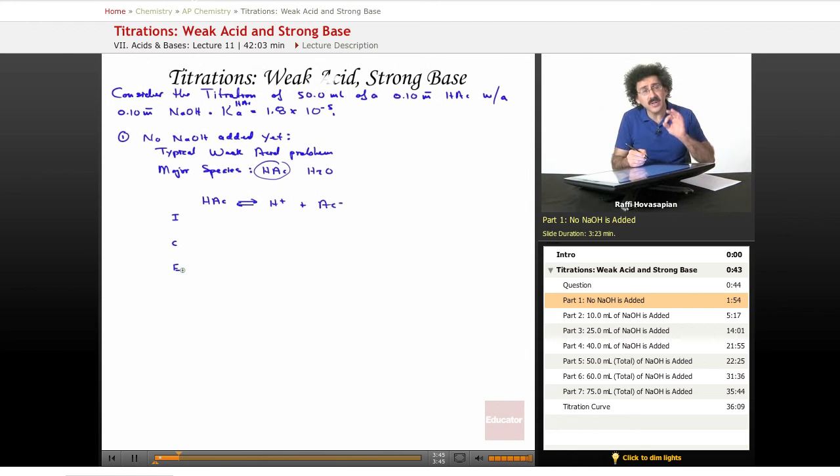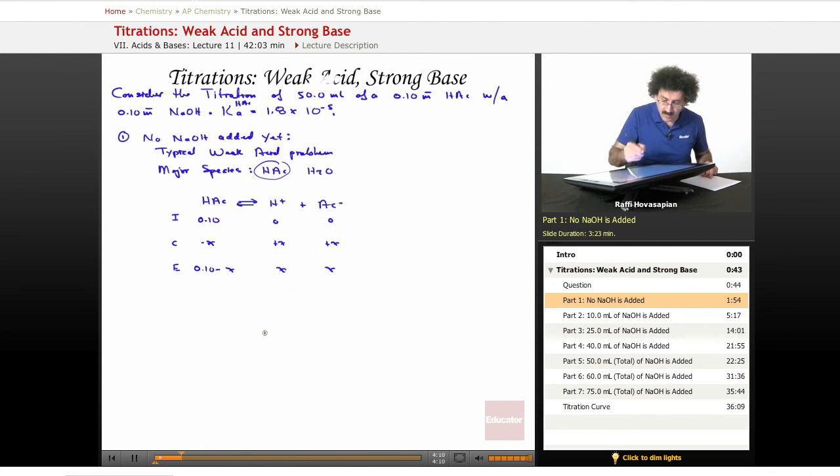When we're dealing with equilibrium issues, remember ICE is for equilibrium, we deal in concentrations. So the concentration of HAC is 0.10 molar. There is no this and there is none of that. Some of this is going to disappear, so this is going to show up, and this is going to show up, the amount that disappeared, right? So we get 0.10 minus x, we have x, and we have x. Okay, let's go ahead and do it. I'm actually going to do it over here off to the side, I think.